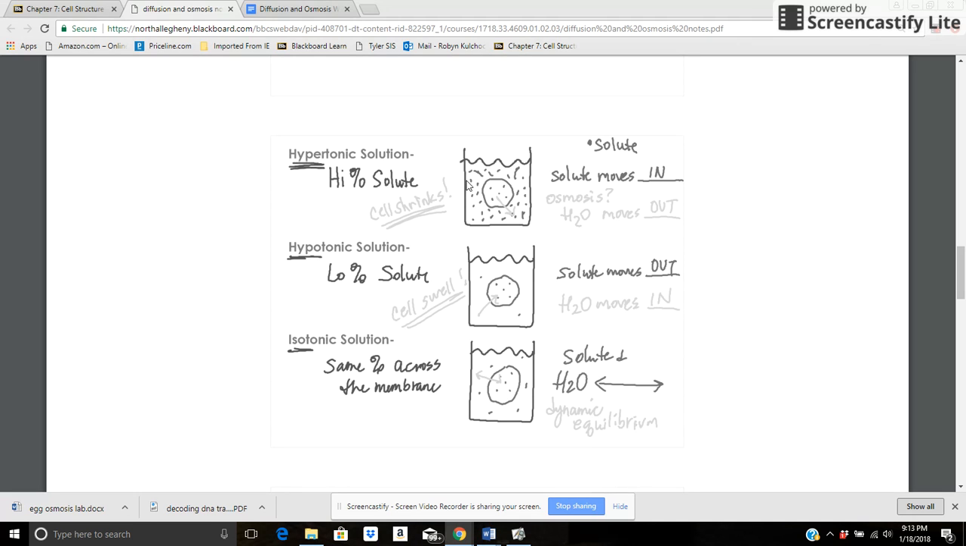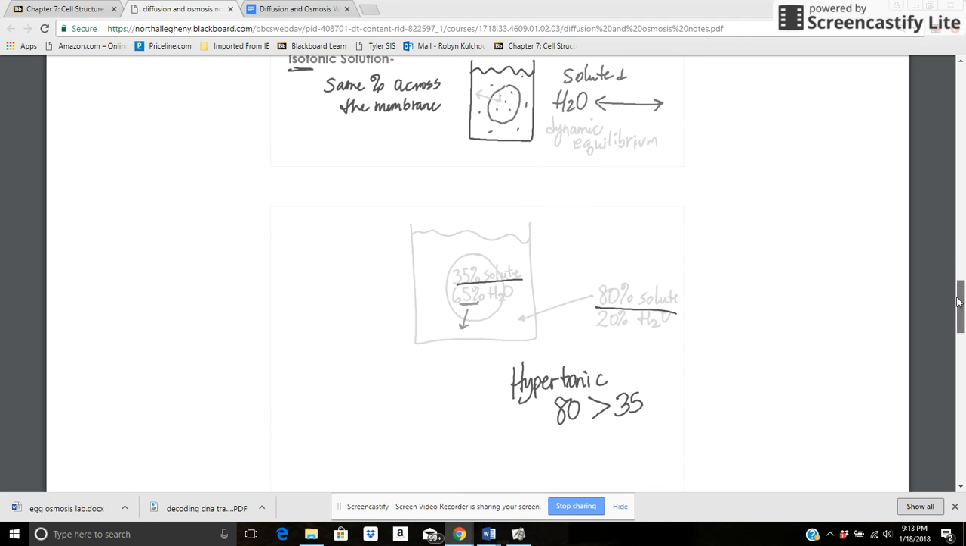So if I don't show you this by dots, I'm going to show you this by percentages. Okay. So consider this. Inside the cell, the solute is 35. Outside the cell, the solute is 80. 80 is much higher than 35, so we would describe this solution as hypertonic to the cell. Okay? So that's how you name the solution. You look at the solute concentration relative to the cell. So 80 is higher than the cell's 35, so the solution is more concentrated with solute, so it's hypertonic.